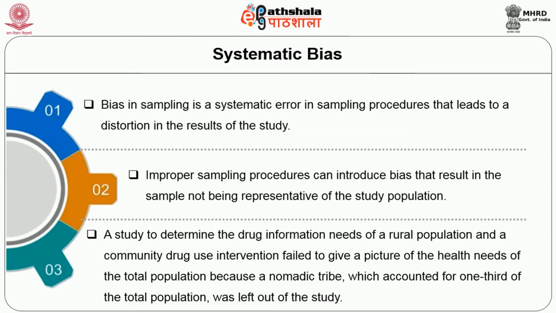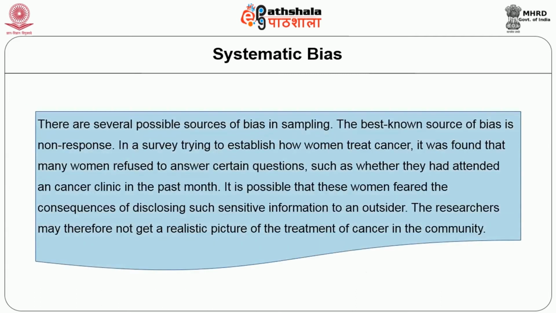For example, a study to determine the drug information needs of a rural population and a community drug use intervention failed to give a picture of the health needs of the total population because a nomadic tribe, which accounted for 1/3 of the total population, was left out of the study. There are several possible sources of bias in sampling.